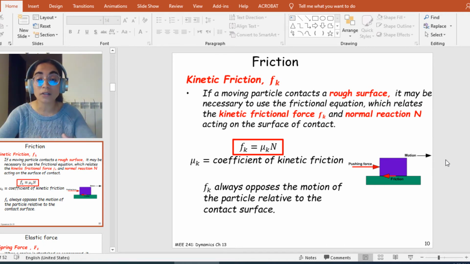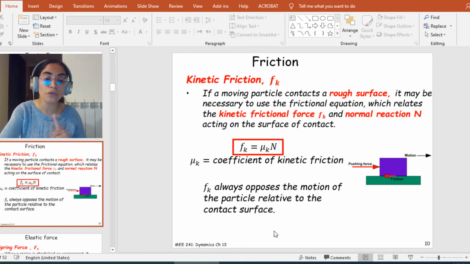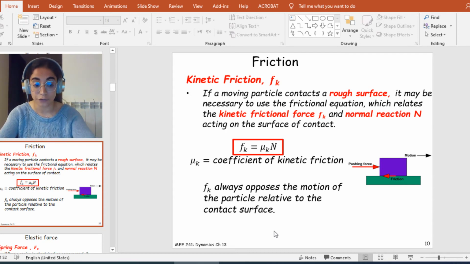So if a moving particle contacts a rough surface, it may be necessary to use the frictional equation, which relates the kinetic frictional force Fk and normal reaction N acting on the surface of contact. And don't forget, guys, that this Fk will be equal to mu k times N, where mu k is the coefficient of kinetic friction, all right? Fk always is in the opposite direction of the motion of the particle relative to the contact surface.